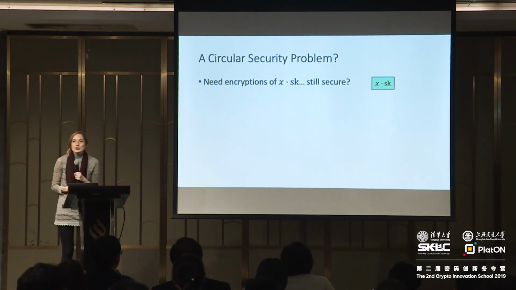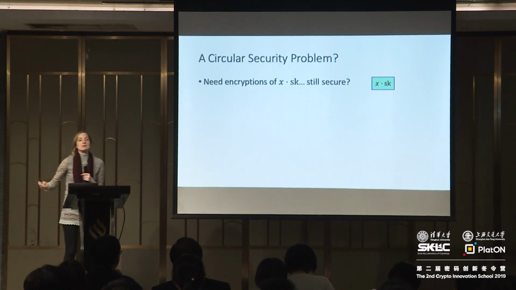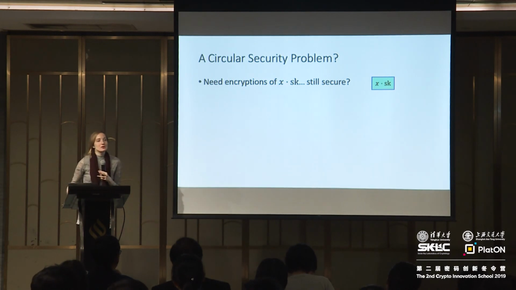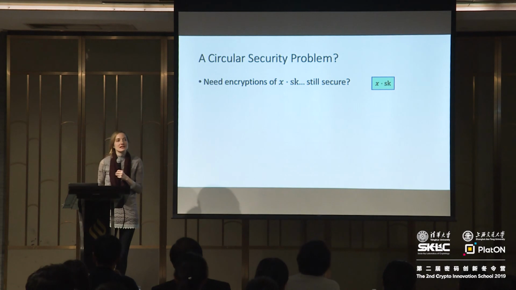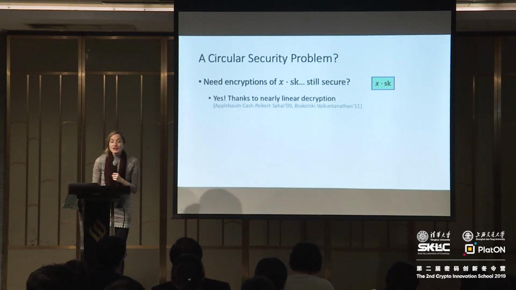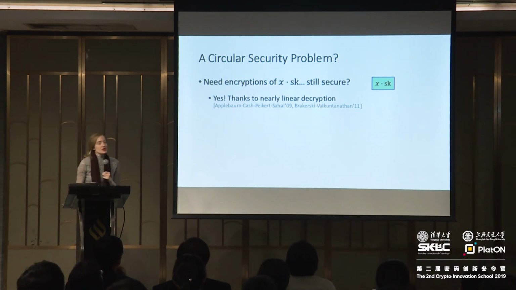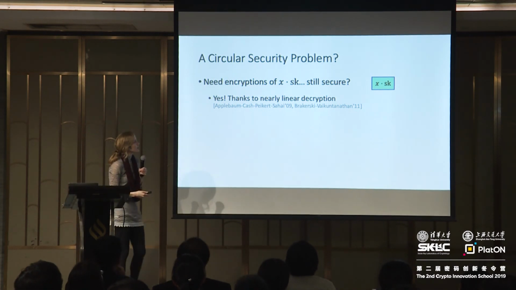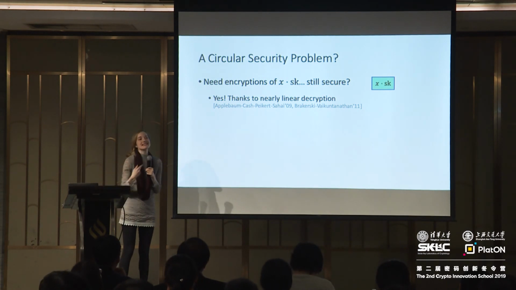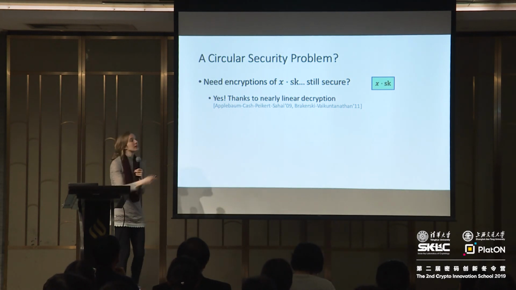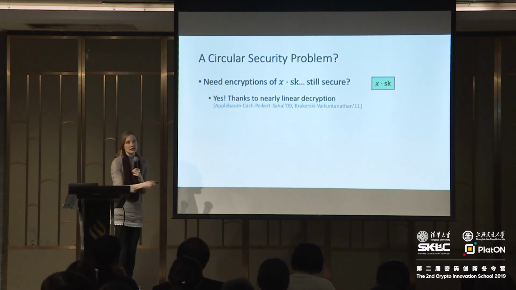But something that's really interesting: for FHE, to date, our only real solution is to boost the assumption, to say, well, assume that this key is still secure when you give this out. But in our setting, this is actually already implied. Just the property of this nearly linear decryption already implies that it is circular secure for this type of function.